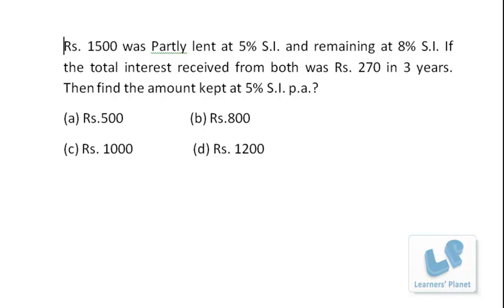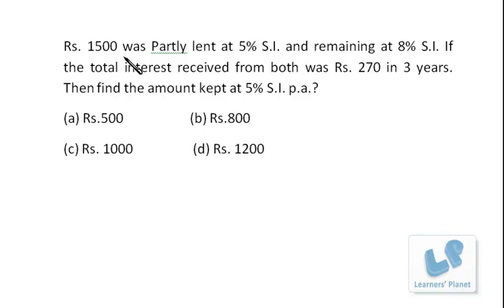Now let's try this question. Rupees 1500 was partly lent at 5% SI and remaining at 8% SI. If the total interest received from both was 270 in 3 years, then find the amount kept at 5% SI per annum. Friends, this problem can be solved very well by alligation method. If you are not aware of alligation method, do attend the alligation and mixture session. So you'll be better cleared with this sort of sums.